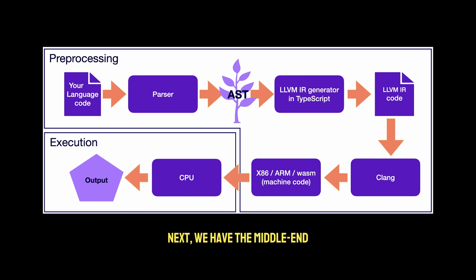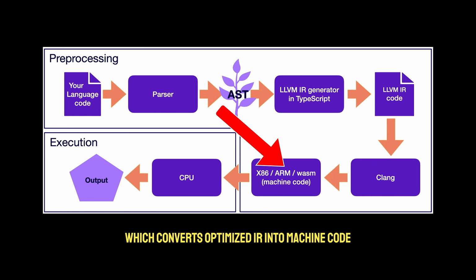Next, we have the middle end, and the middle end performs optimizations on LLVM IR, for example, dead code elimination, which removes unused code, or loop unrolling, which improves loop performance by executing iterations in bulk. And finally, we have the backend, which converts optimized IR into machine code for a specific architecture. For example, LLVM's backend supports exotic hardware like the RISC-V processor, which enables cutting-edge hardware research.